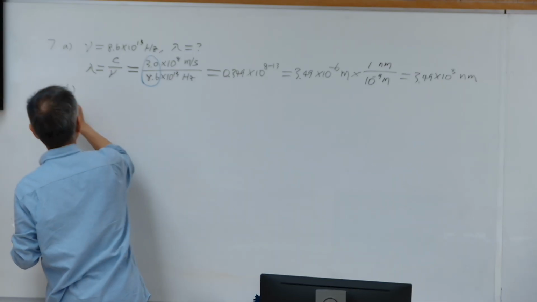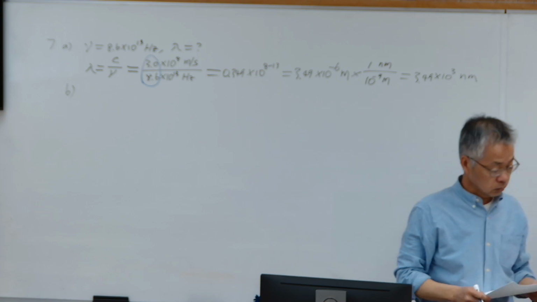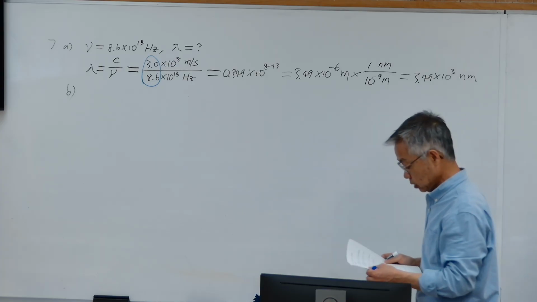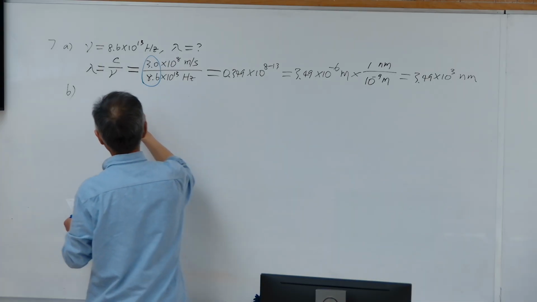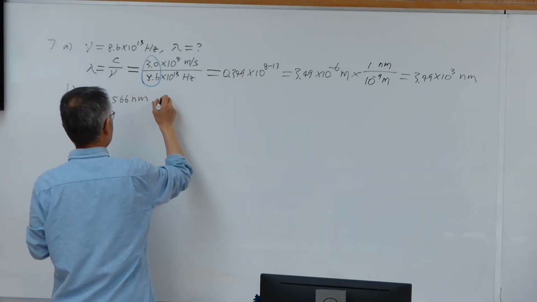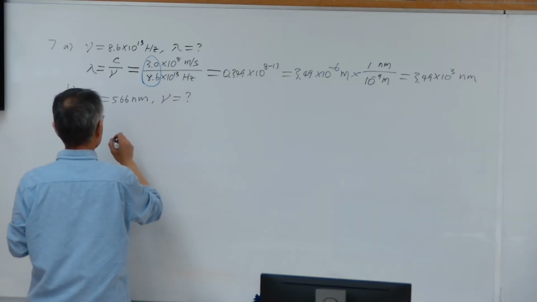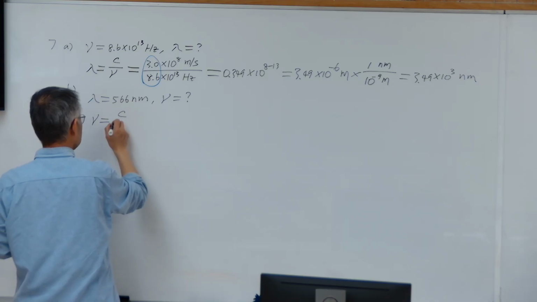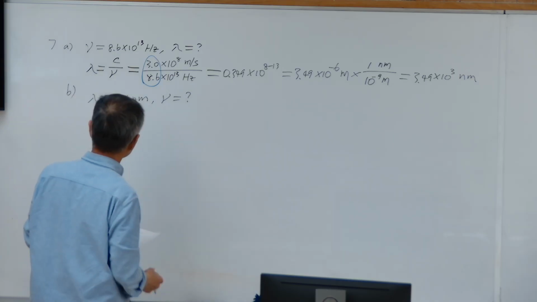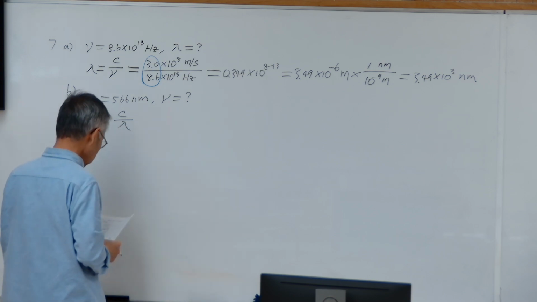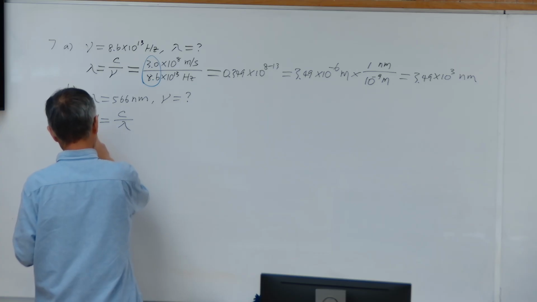And B, what is the frequency in hertz of light having wavelength 566 nanometer? So this time, here your wavelength is 566 nanometer. Also, you calculate wavelength or frequency. So we just switch frequency with wavelength. So frequency should equal C divided by wavelength, because C equals wavelength times frequency. All right. So the frequency equals C divided by wavelength.